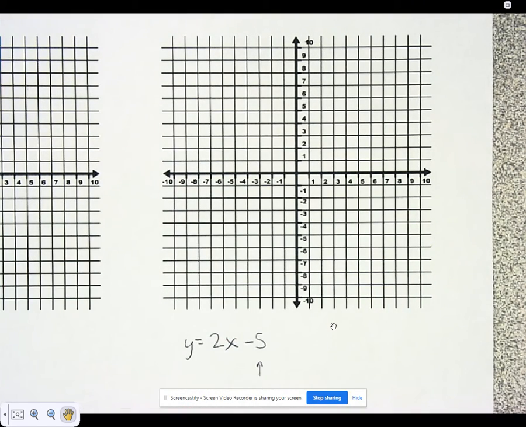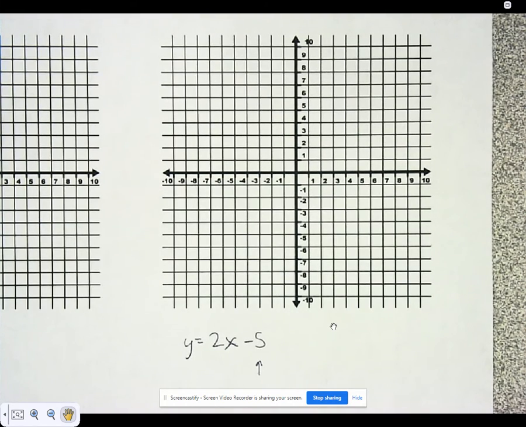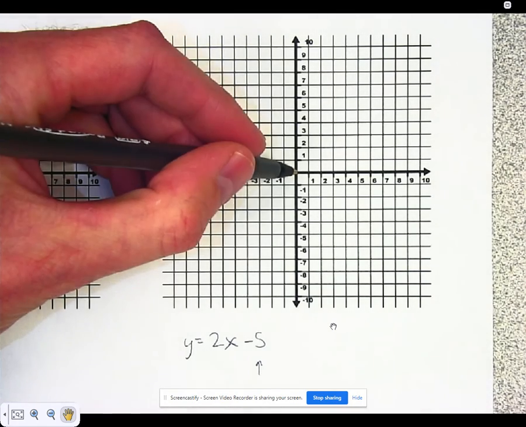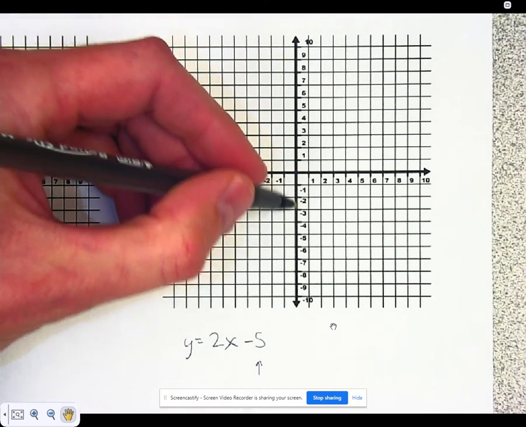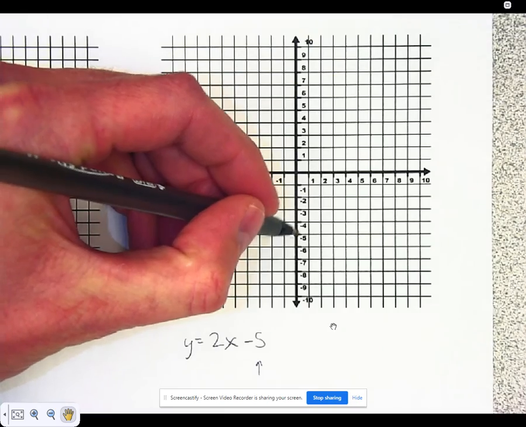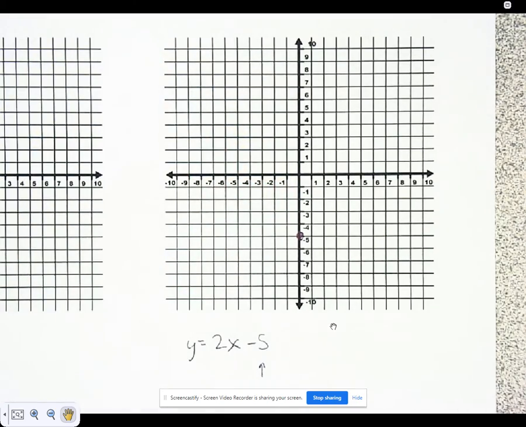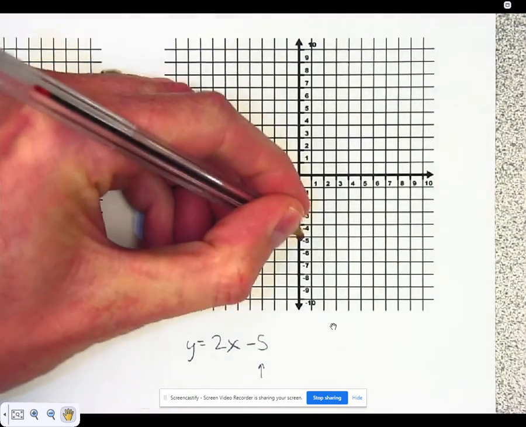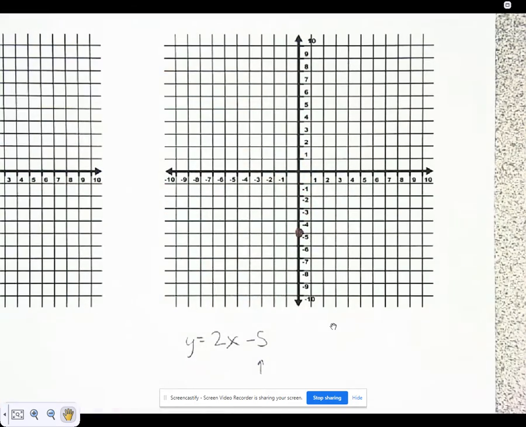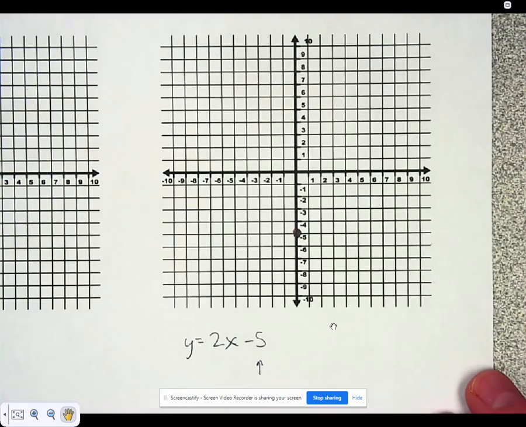Minus 5, that's the y-intercept. That's where it's going to cross the y-axis. That's my starting point. So I'm starting on the y-axis at negative 5. I'm going to use red here just so you can see it better. But that's my y-intercept, negative 5. And it's always on the y-axis for that number.